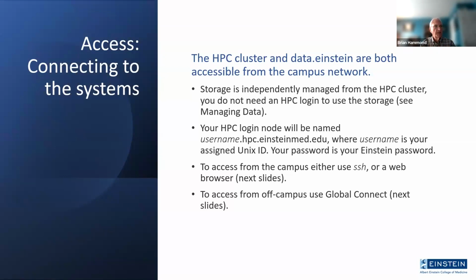Anything that you want to do that requires a lot of work will go onto the compute nodes themselves. If you're on campus, you can either use SSH, or you can just type this, whatever your username is, like IBB Hammond, HPC I7 Medu in your browser, and you'll be taken to your login node. So hopefully that's old news to most of you. If you're off campus, you need to get access through Global Connect. And if you don't already have that and you want it, just go to the support site, say, please give me Global Connect, and we'll go from there.